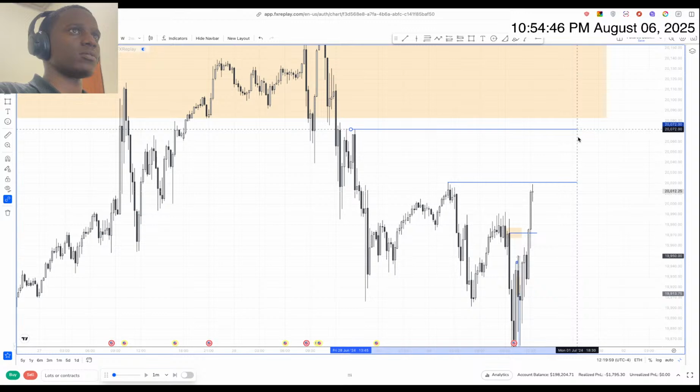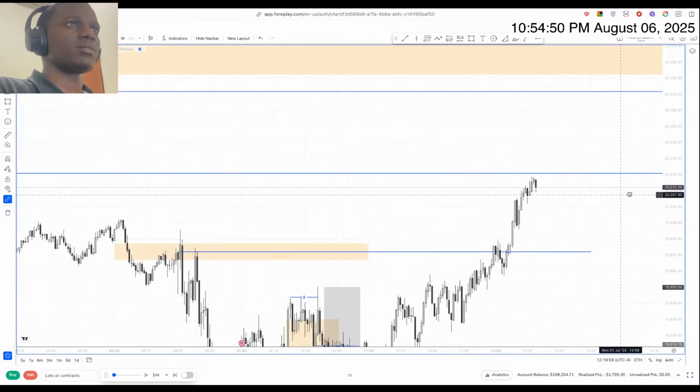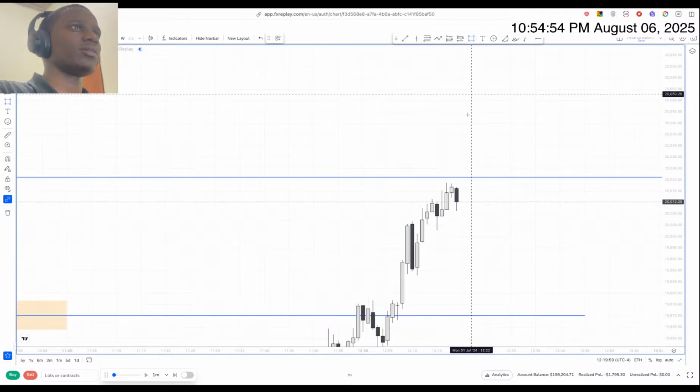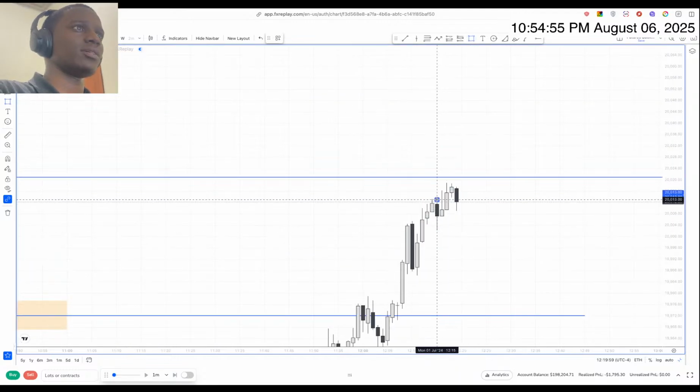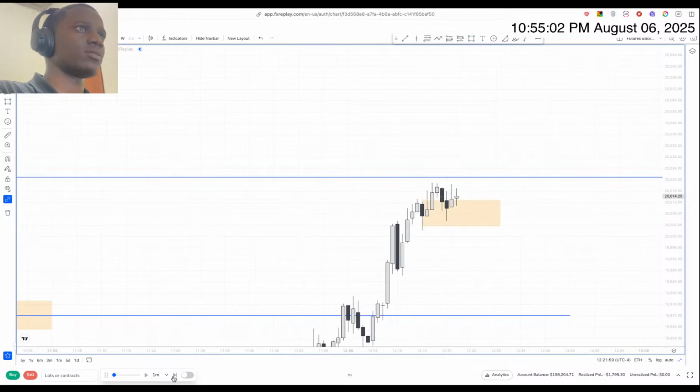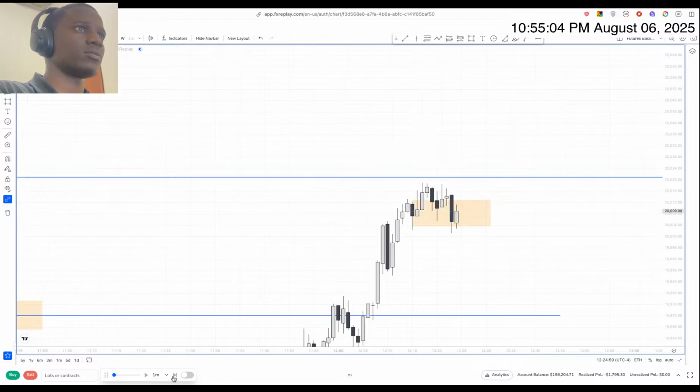Now down to the 5, 1. You can find some entry models, I said here, like a reaction off the order block, and then we enter. So here we drop into the order block. So we wait for a bit.